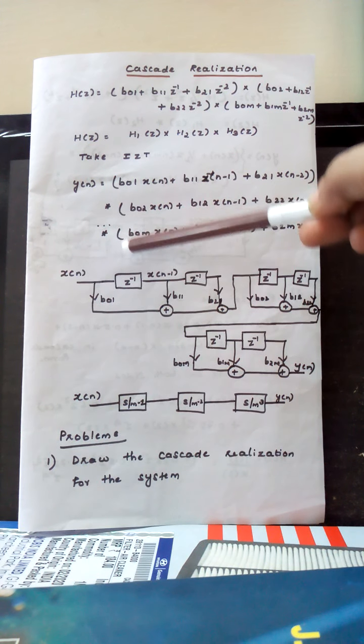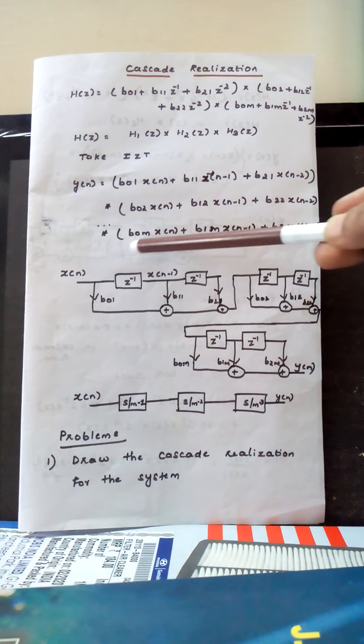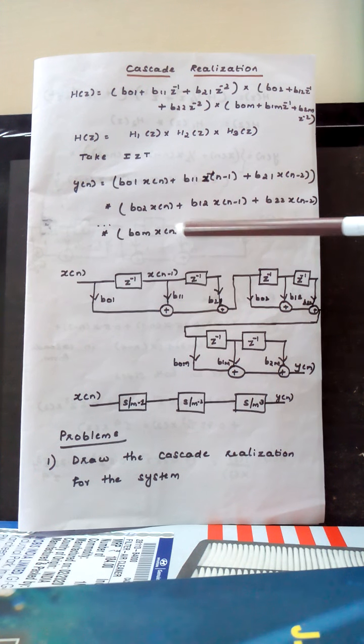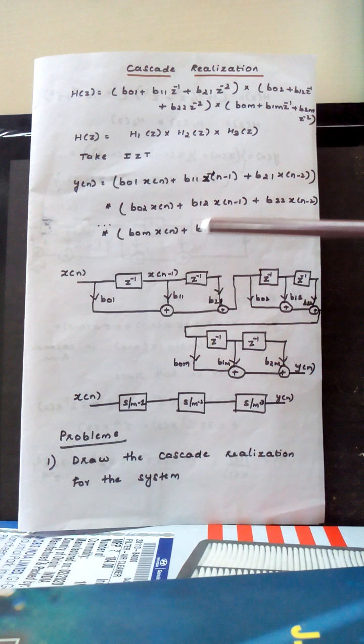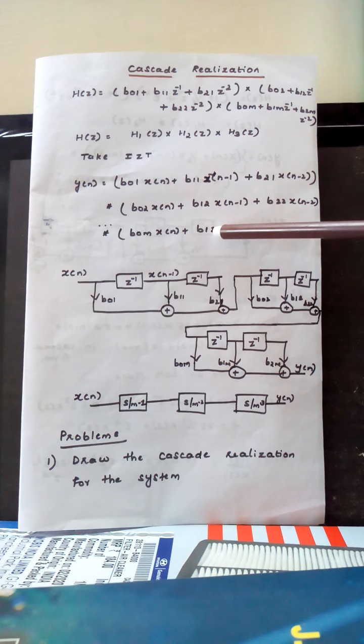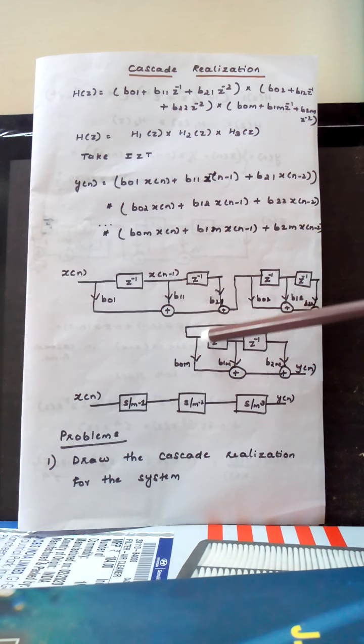Again the third system, this we can consider the third system. So again b0m is multiplied with x(n), correct. So here it is x(n) multiplied with b0m, again x(n-1) is multiplied with b1m. So we are using one delay operator.